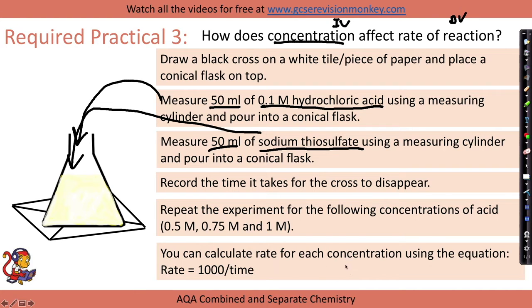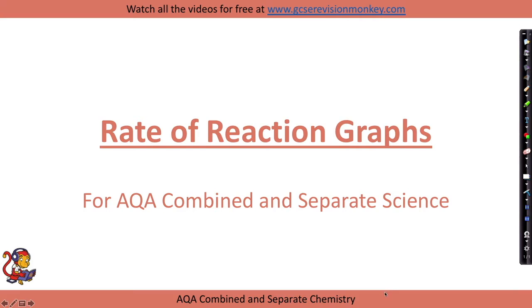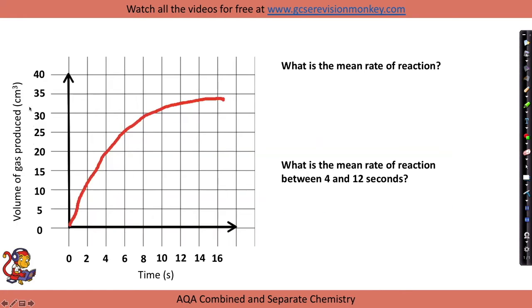So with the results of a rate of reaction experiment, you may well be asked to draw a graph or do some calculations using a graph that's provided to you. So let's look at this graph here first of all. This might be a graph that we might have drawn from the first experiment, whereby we're measuring the volume of gas produced over time. A few things about rate of reaction graphs to start off with then.